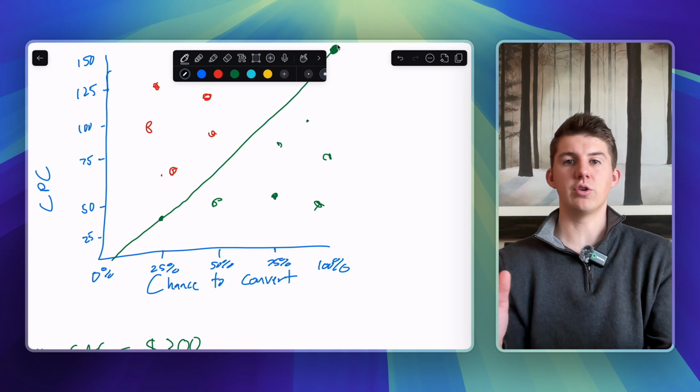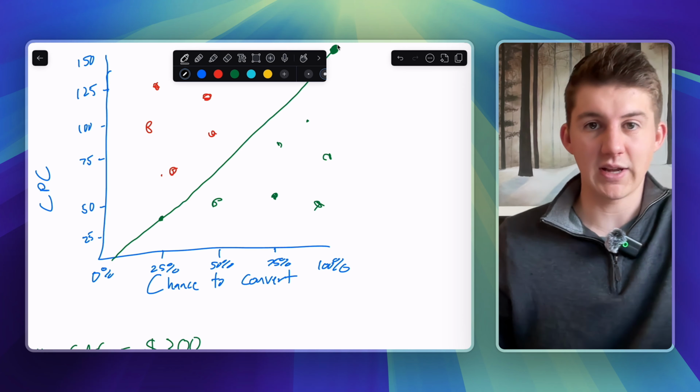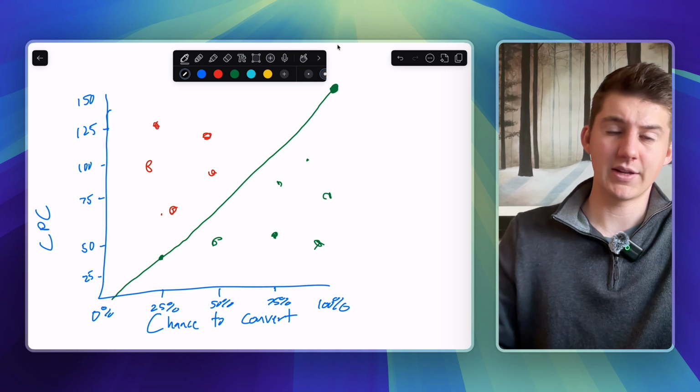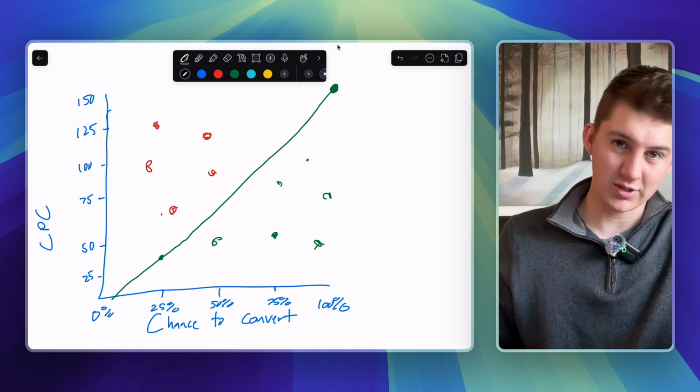Okay, now what does this have to do with scaling your ads, right? This is kind of where the unlock is of how this actually works. When you're starting a campaign and say you're spending, like I said, $3,000 a month, which in this scenario, you probably want to spend more.